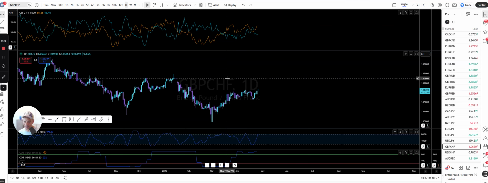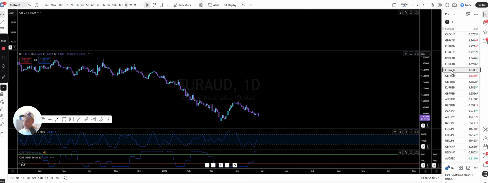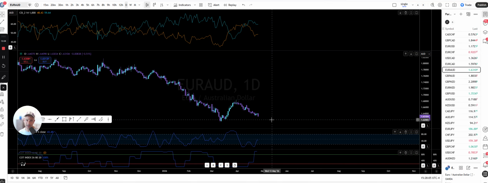And that is the pound Swiss. And I think I'm in Euro Aussie. Euro Aussie continues to go down. I've had several trades on Euro Aussie on this down move. I got back in today and just targeting. This will probably be a pretty fast trade.